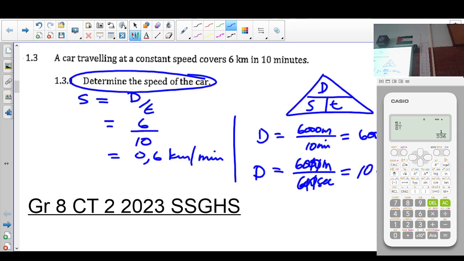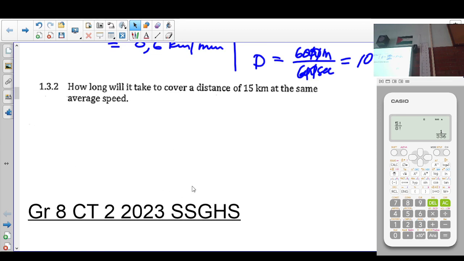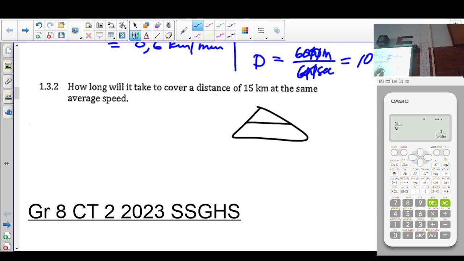Okay? Then the question says in 1.3.2, how long will it take to cover a distance of 15 kilometers at the same average speed? And what speed are they referring to? The speed in the previous sum. So again, we got distance, speed, time. How long will it take? So you're calculating time. So it's going to be distance over speed. 15 kilometers. So it's 15 divided by speed of 0.6.